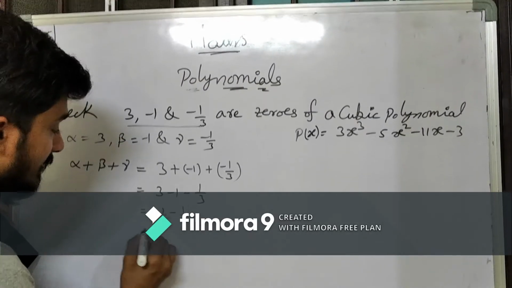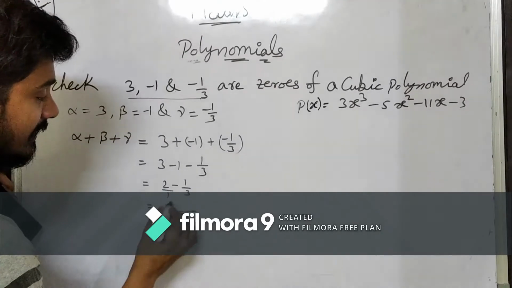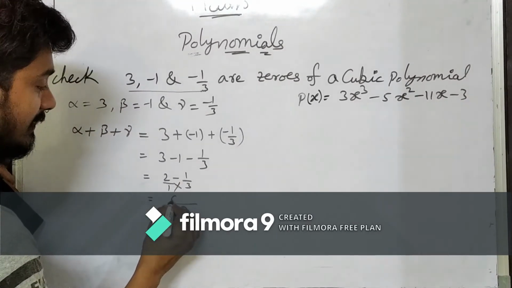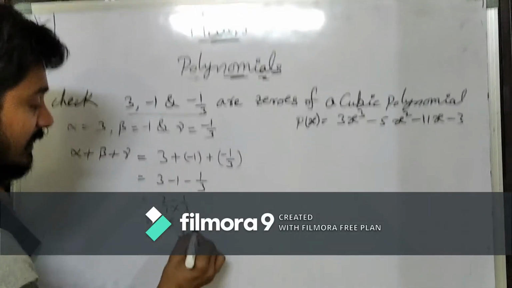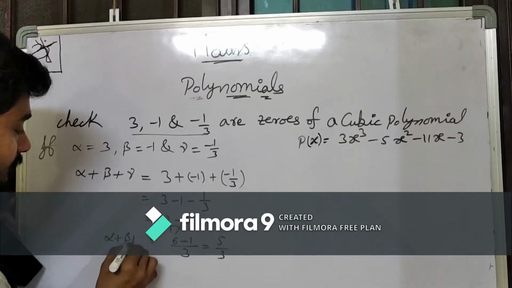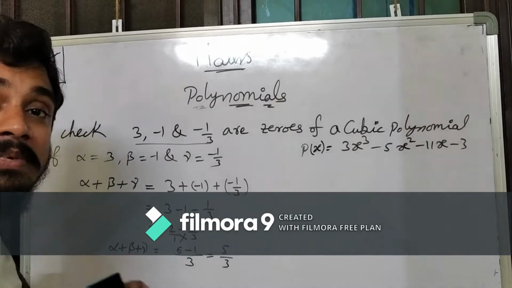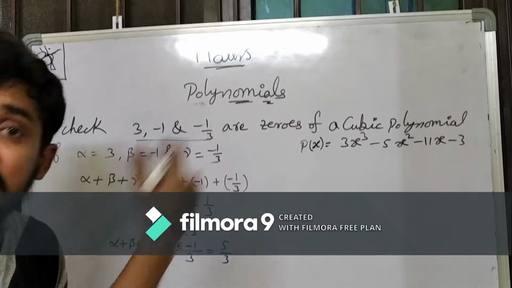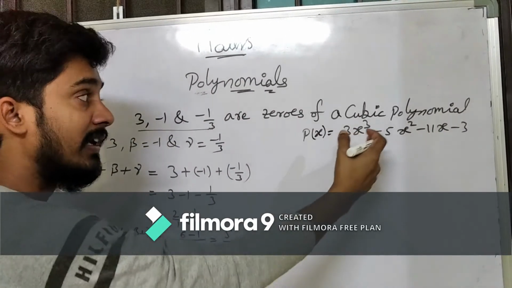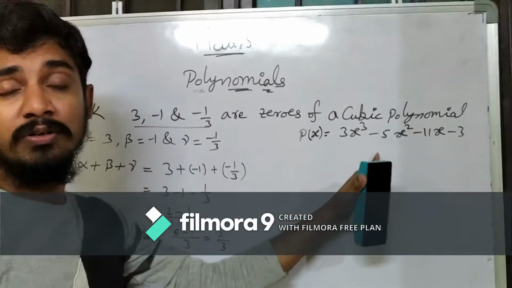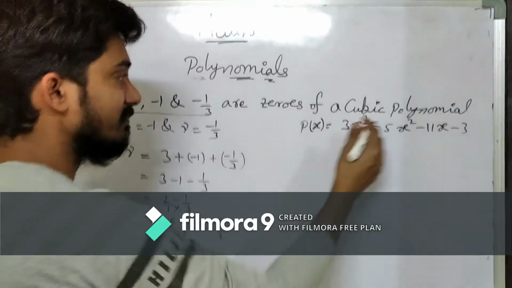LCM of 1 and 3 is 3. By doing cross multiplication, 2 into 3 is 6, minus 1 into 1 is 1. That equals 5 by 3. Alpha plus beta plus gamma, sum of the zeros, equals 5 by 3. This one is by using zeros of a given cubic polynomial. Next one, by using the given equation of a cubic polynomial.